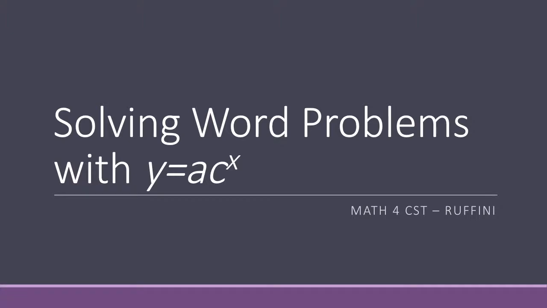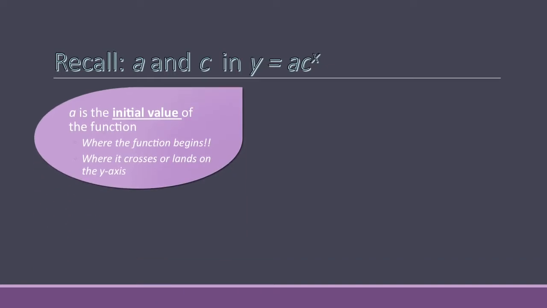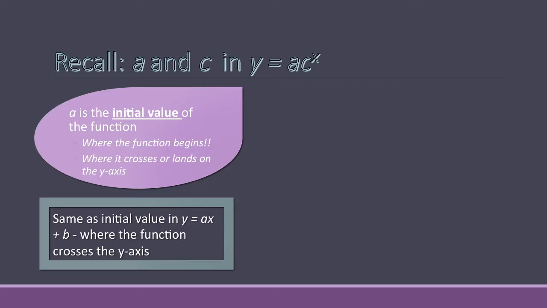Now we're going to talk about the importance of the parameters of the exponential function that I have just showed you with word problems. I want you to remember what a and c are in y is equal to ac to the x. So remember that a is the initial value of the function, where the function begins, where it crosses or lands on the y-axis. It's the same thing as the initial value in y is equal to ax plus b, where the function crosses the y-axis. So if you remember your linear function, b was where it crosses the y-axis, that was your initial value.